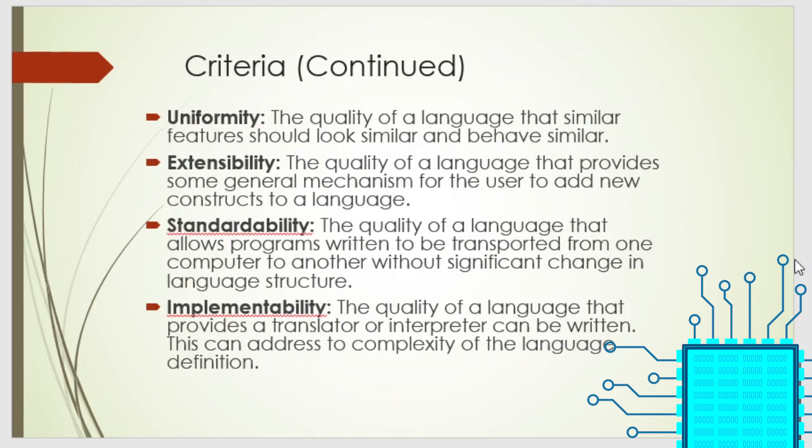Uniformity is the quality of a language that similar features should look similar and behave similarly. Extensibility means the quality of a language that provides some general mechanism for the user to add new constructs to a language. Standardability, the quality of a language that allows programs to be transported from one computer to another without significant change in language structure.